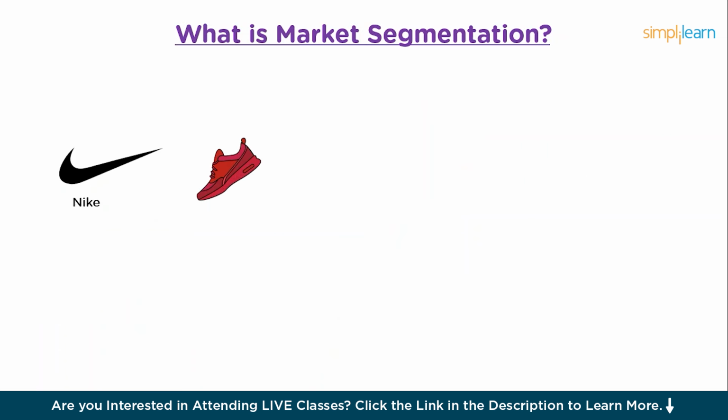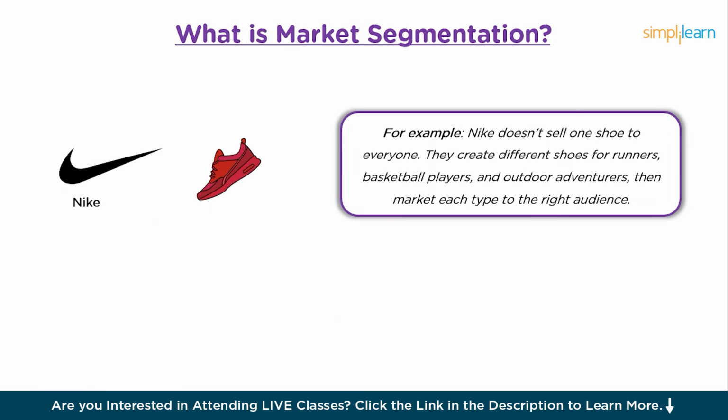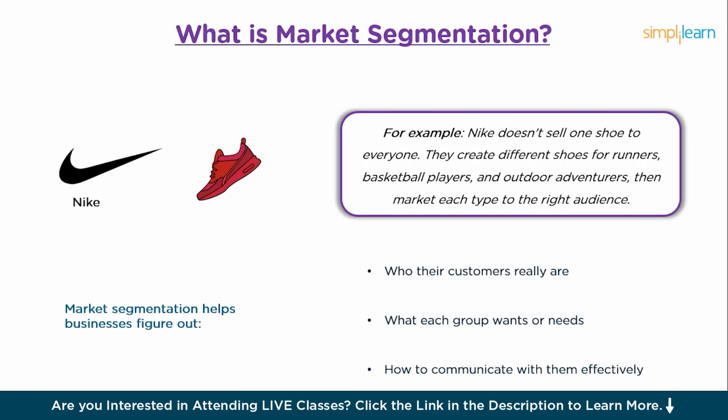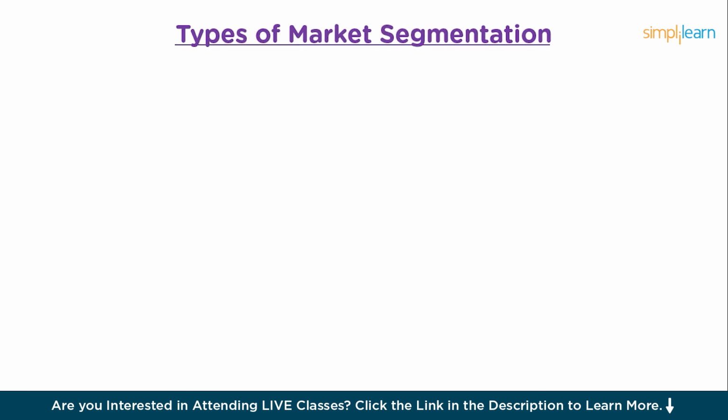Now let's take an example. Think about Nike selling running shoes. Now, they don't just have one pair of shoes for all the customers. They offer shoes for runners, basketball players, outdoor adventurers, and many more. By segmenting their market, Nike makes sure they sell the right shoes to the right people, making their marketing much more effective. Now, why does it actually matter? Market segmentation helps businesses figure out who their customers really are, what each group wants or needs, and how to communicate with them effectively.